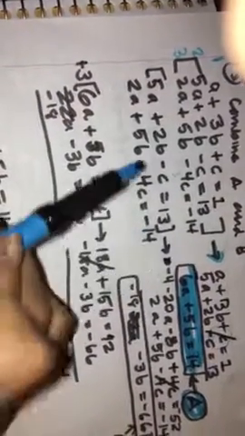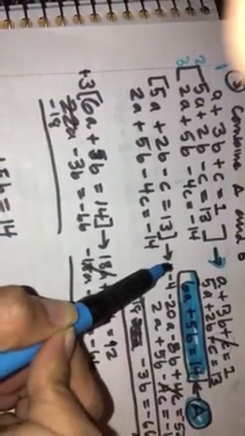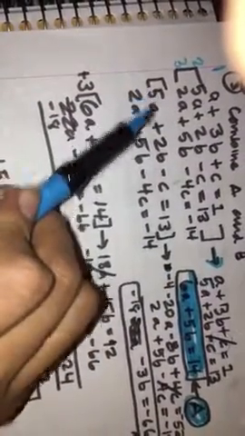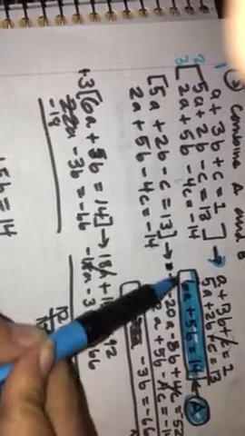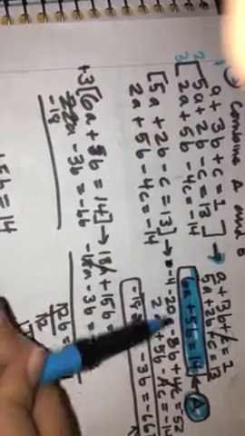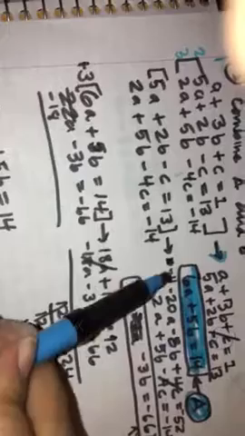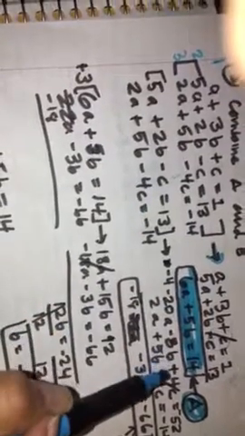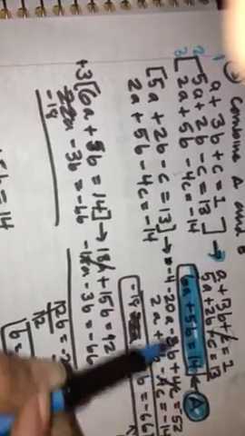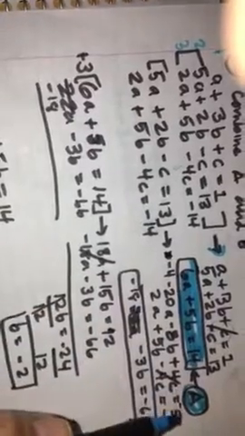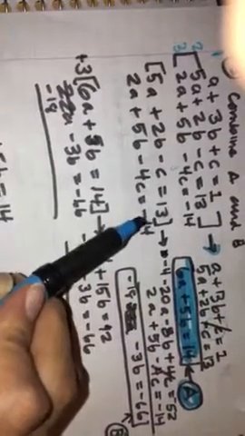So what did I do? I multiplied this entire equation, as well as the multiplication symbol, I multiplied the whole thing by negative 4. Here's why. Look, negative 4 times 5A gives me negative 20A. Negative 4 times 2B gives me negative 8B. Negative 4 times negative C is going to give me positive 4C. Negative 4 times 13 is going to give me negative 52.